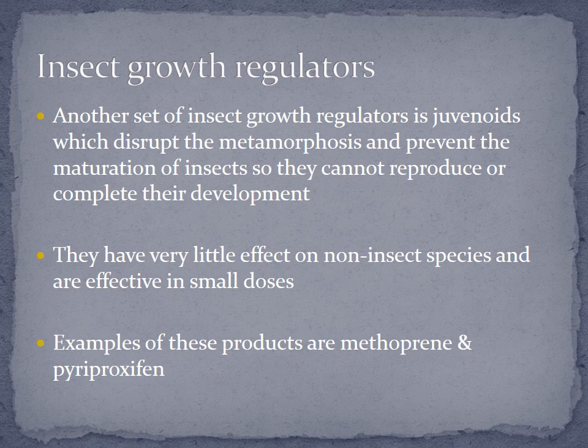Another set of insect growth regulators is juvenoids. These are products which disrupt the metamorphosis and prevent the maturation of insects so they cannot reproduce or complete their development. They have very little effect on non-insect species and are effective in very small doses. Examples of these products are going to be methoprene and pyriproxyfen. And one reason why I want to talk about these products is that they are very effective on fleas.